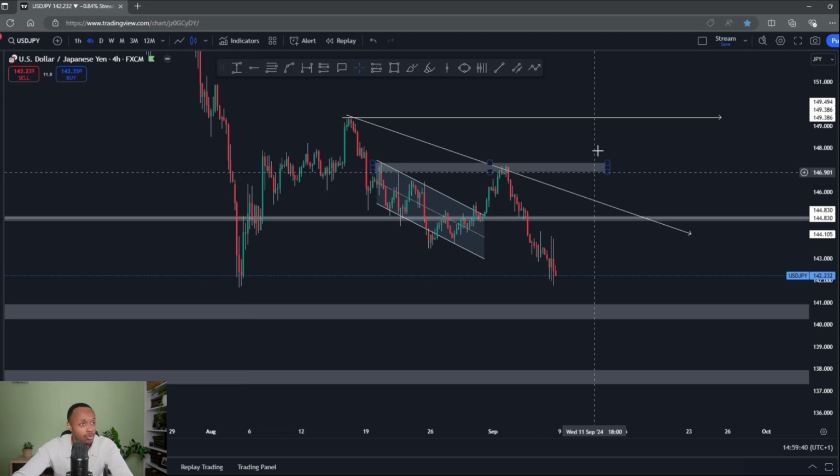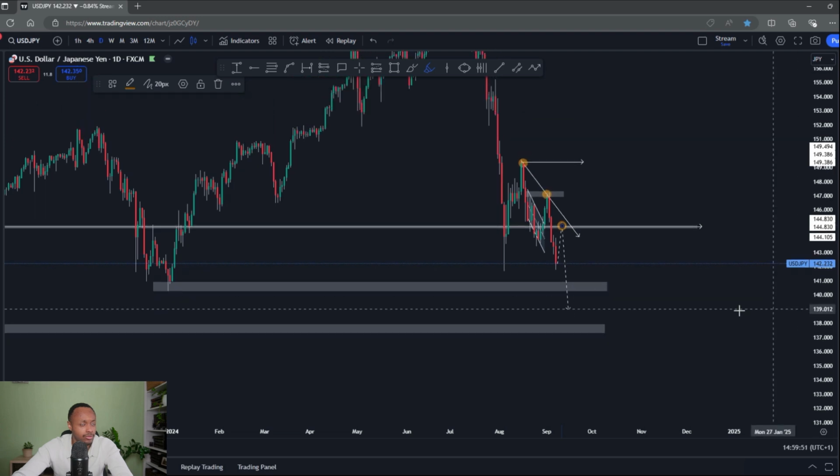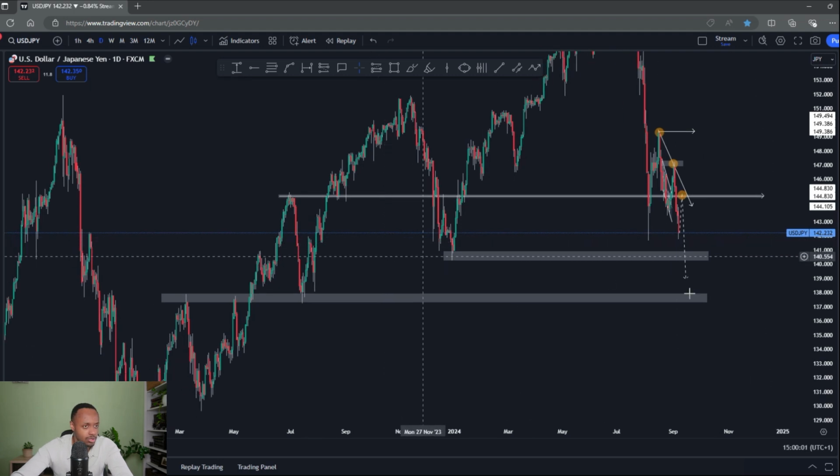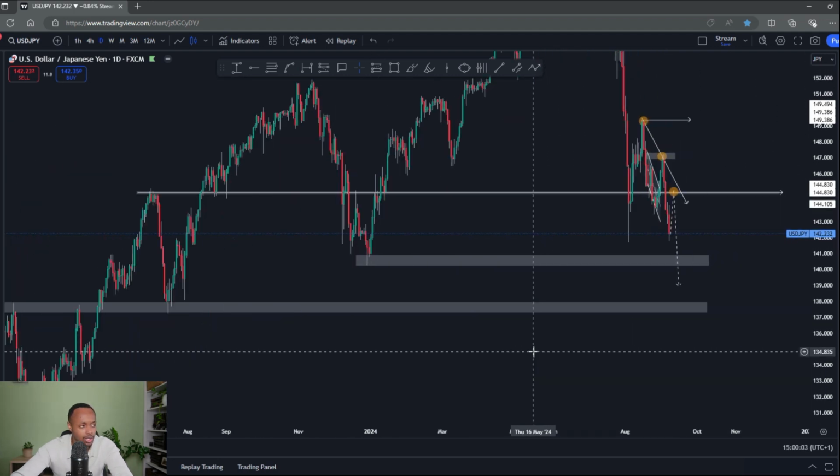So now with how things are shaping up, I'm just expecting more of the same and more of these lower lows and lower highs. There's a nice area of confluence up here, should we get that bigger pullback. I've marked around this 144.800 level, which is a retest of that swing high there. Should we get that bigger pullback, I would expect that to act as resistance and help price continue in this bearish path.